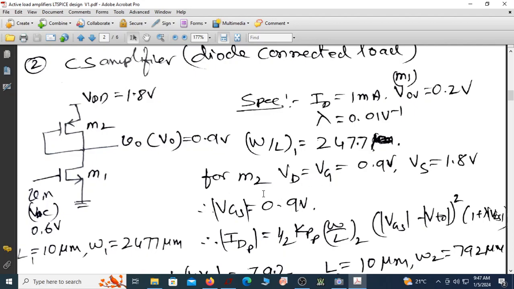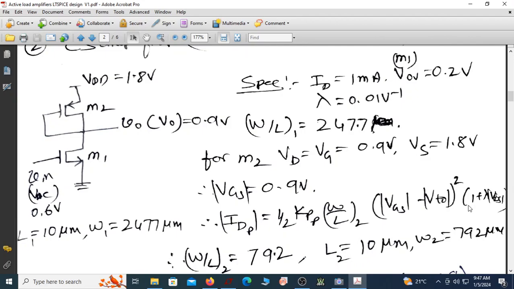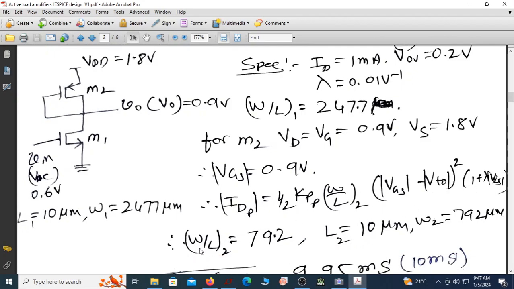Please try to understand this one. You take a pause and then understand this. For MOS M2, the drain and gate voltages are at 0.9, whereas the source voltage is at 1.8. If I take the magnitude of VGS, then it is 1.8 minus 0.9, which is 0.9. But the VGS of this transistor is minus 0.9. So with this VGS as 0.9 and VTO as 0.4, the W by L comes out to be 79.4, or 79.2.